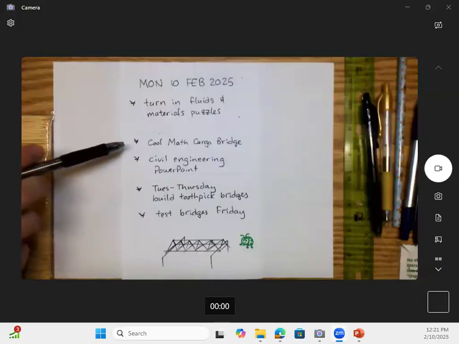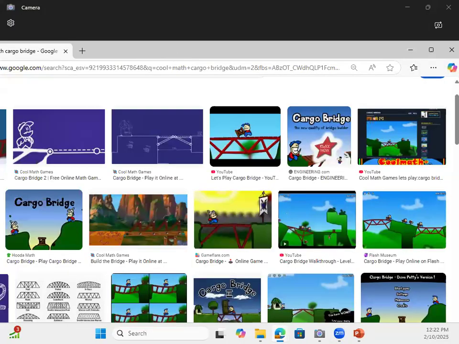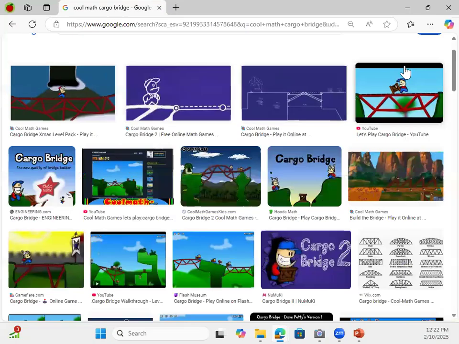So actually, back to this. Cool Math Cargo Bridge. A student in another class told me about this program, and I was poking around with it. Oh, actually, this looks pretty good. Now, I wasn't able to get this running on my computer because I think it needs Flash or something that's not on these school computers. So probably the same for you, right? But if you get the chance, if you get this on a computer, it does work.